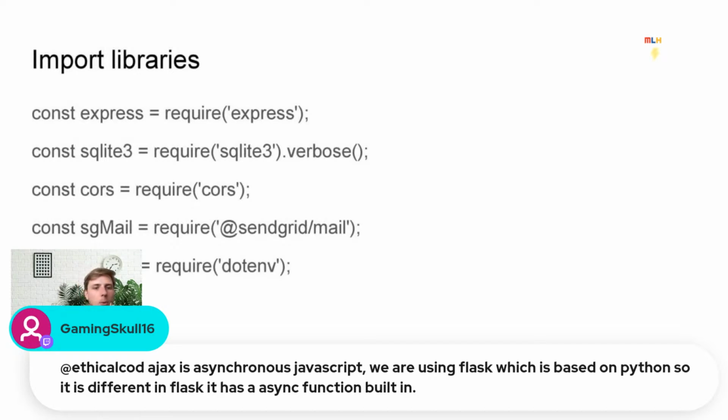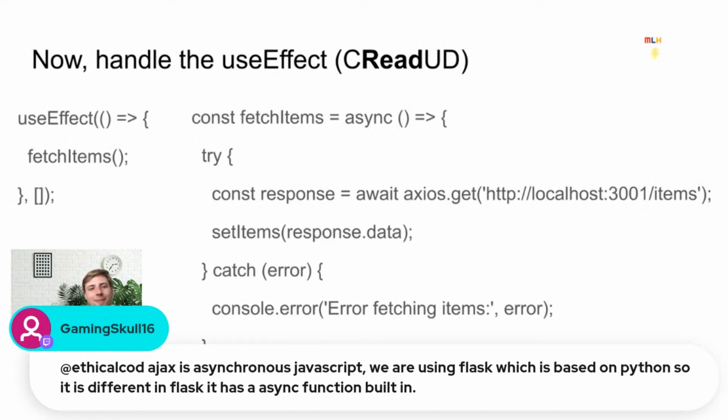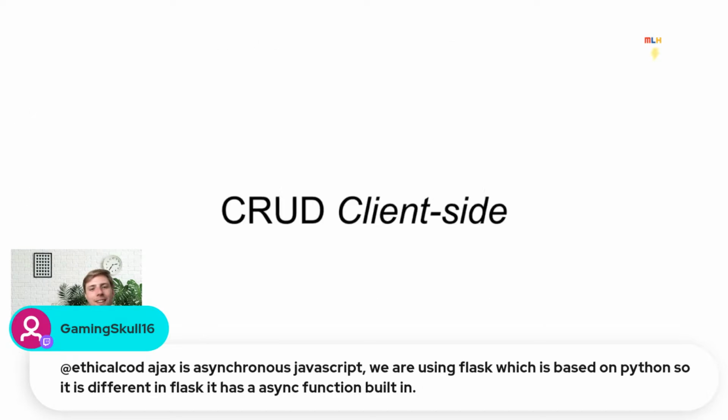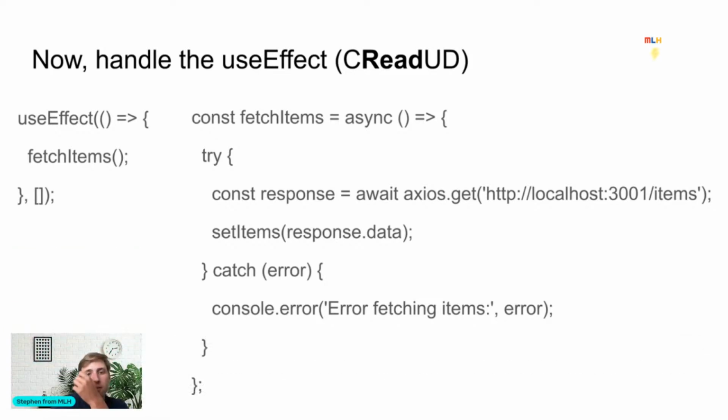Yeah, and this is a really good point by Gaming Skull, which is that we were using Flask, which is Python, so there's no async function that you need to explicitly call in Python. But for JavaScript, yes, you need to use that. So actually, let's back up a little bit. I think I went too fast, unfortunately. Because we did not really cover a lot of this stuff last time, and I see that in my Visual Studio Code, it's actually not implemented. So let's go ahead and implement all this stuff in our Visual Studio Code editor.